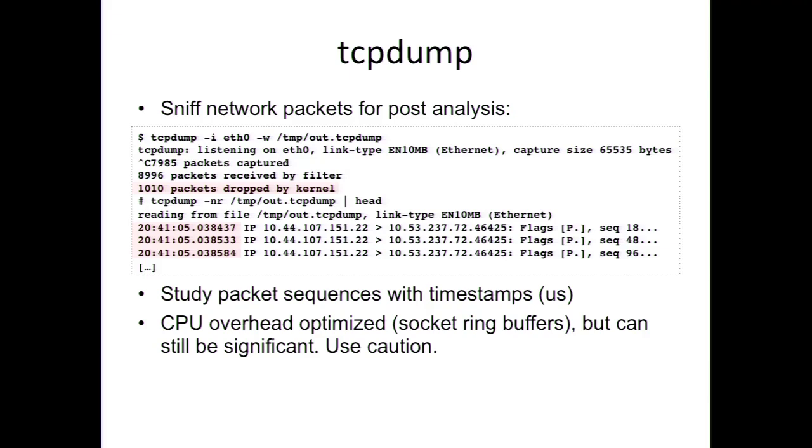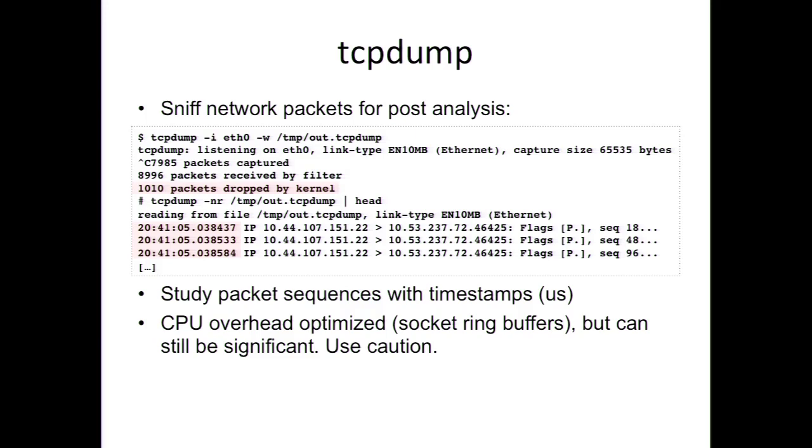tcpdump, it's similar to strace, but instead of looking at events at the syscall level, I'm looking at events at networking, and again, it's really useful. It solved lots of problems. You can write to a file and open it up in Wireshark, formerly Ethereal. It does cost overhead. It's been much more optimized than strace over the years, so it uses things like BPF in the kernel and socket ring buffers. But still, it struggles once you get to doing things like 10 gigabit Ethernet and beyond.